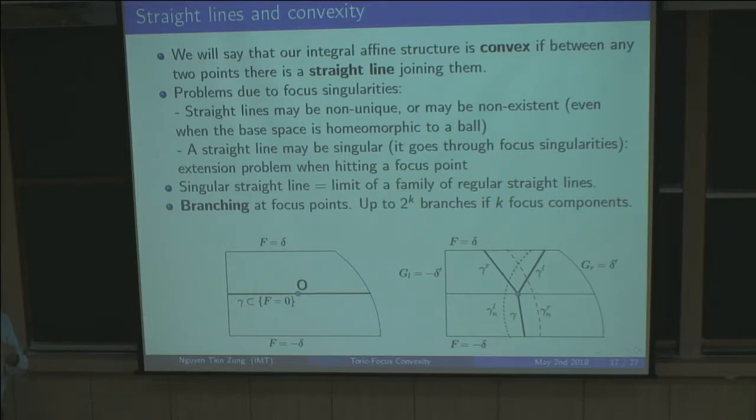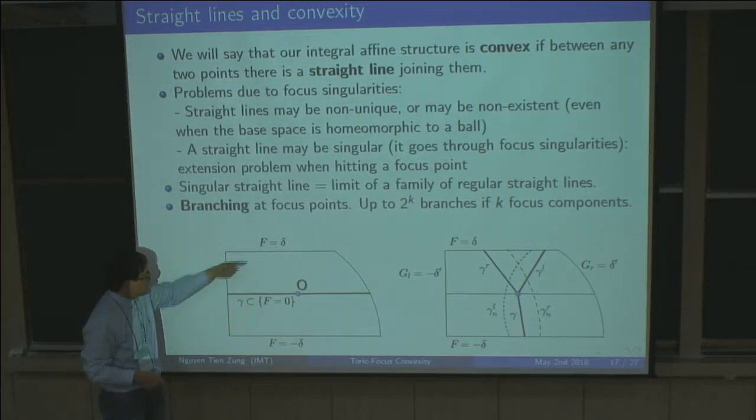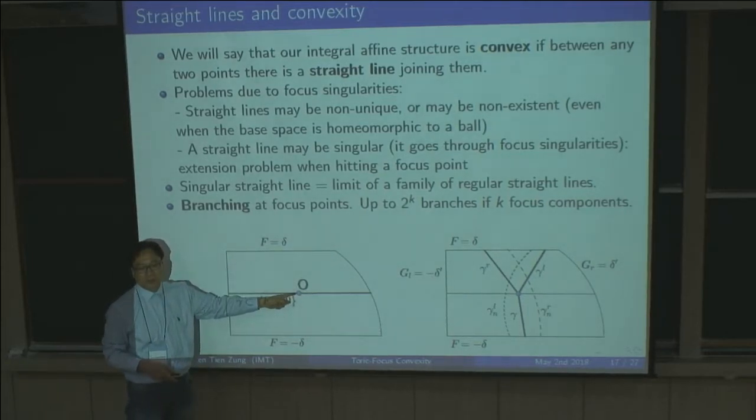Let's now talk about convexity. So what does it mean to be convex? So when you have a body in Rn, then the usual definition is that convexity means that when you have two points, you can join these two points by a straight line which lies inside, a segment. So here we want to use the same definition. So we say that our manifold is convex if given two points we can join them by a straight segment.